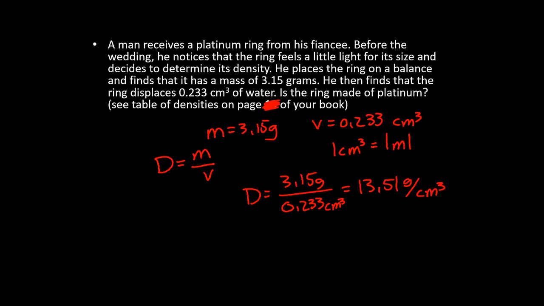If I remember correctly, platinum is somewhere around 20, I think, grams per mL. But I could be wrong about that. But I know I am correct that this is not actually platinum. This does not match the density of platinum. So, unfortunately, this guy's fiancée got gypped. Either that or the fiancée intentionally got a cheap ring and just told him that it was platinum. Scandal.